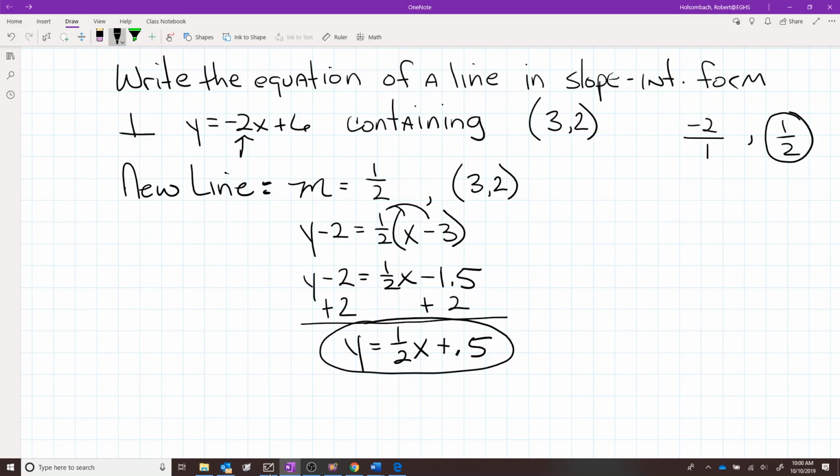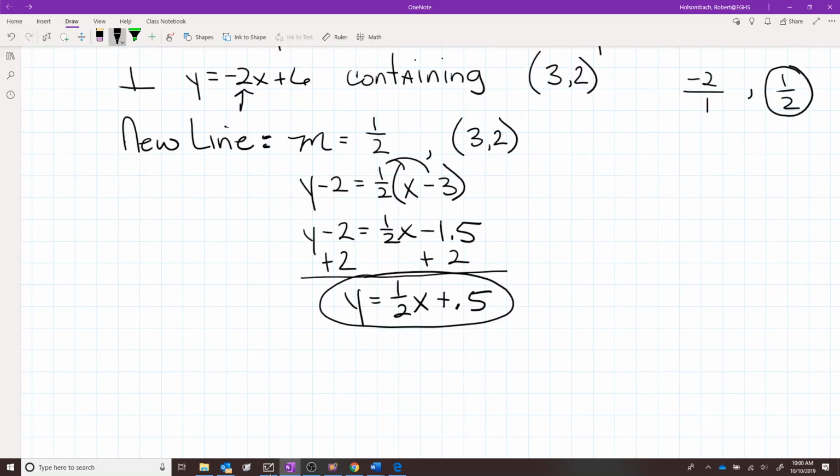Any questions on any of that? Okay. Your practice for today is going to start on page 202, problems 22 through 24. And then over on the next page, 37 through 40.